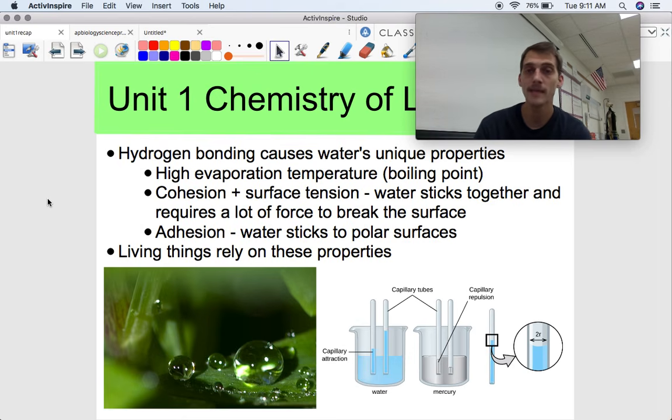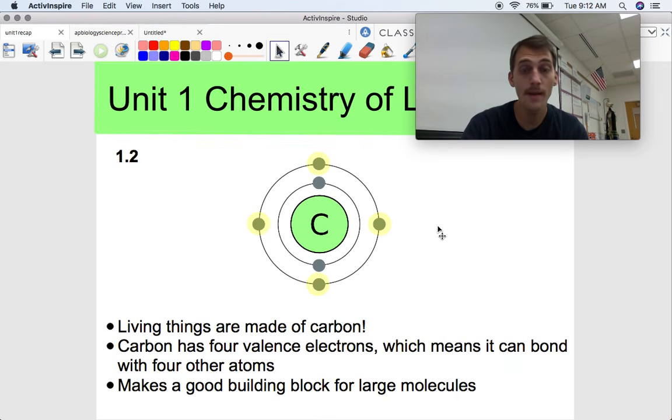Okay? For example, plants would not be able to use capillary action to drive water up from their roots to the top of a very tall tree without water being very sticky and without water sticking together. Okay? All right, moving on to 1.2.